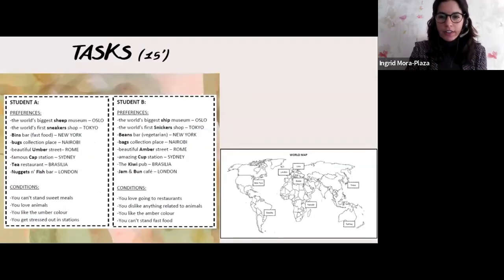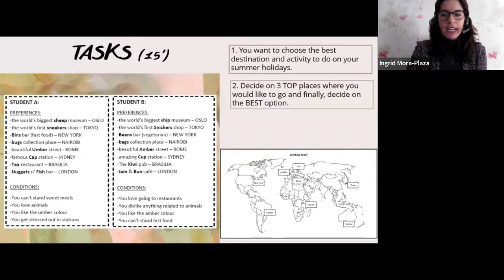So here is another task that follows TBLT principles. In here, learners have to choose the best destination and an activity to do for the summer. So places and activities contain the target L2 vowels, and we give them several conditions that they need to follow in order to complete the task successfully.